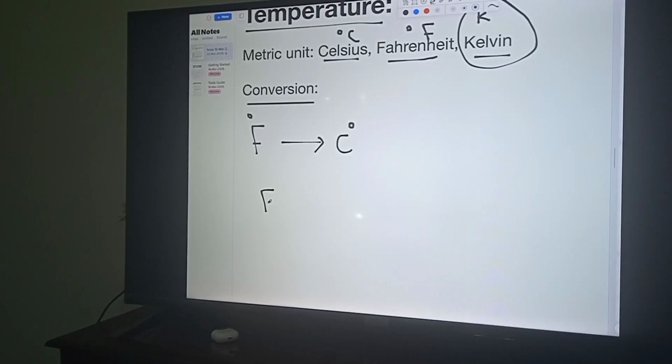Degree C is equal to F minus 32 divided by 1.8.